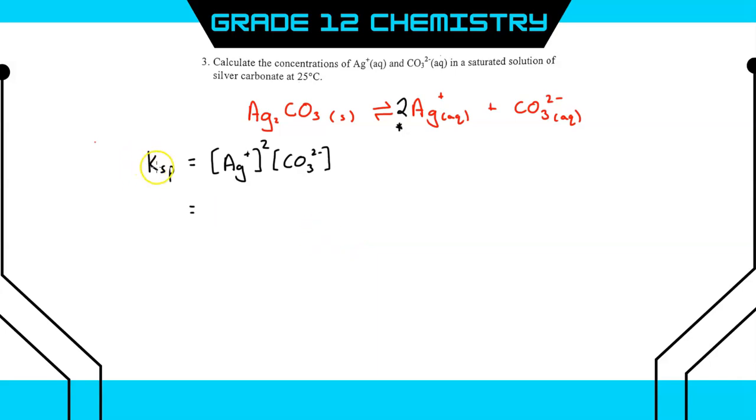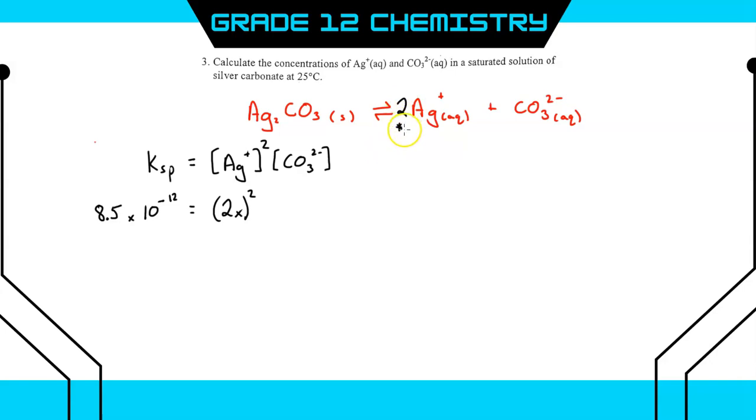Okay. Next, the Ksp value you can look up on a table, solubility tables, right? And you'll find that the Ksp for silver carbonate is 8.5 times 10 to the negative 12. Now for silver, the change in silver because of this 2 here will be 2x. And we of course need to then square it.